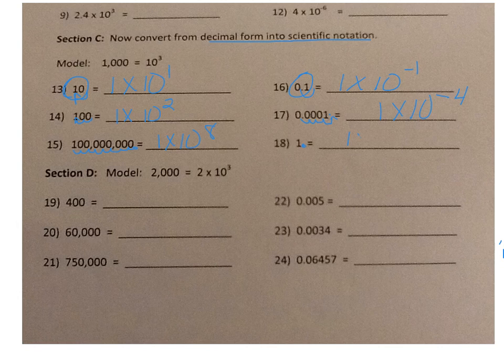1 times 10 to the 0, because we don't move it at all. We don't want to move it. So it's just 1.